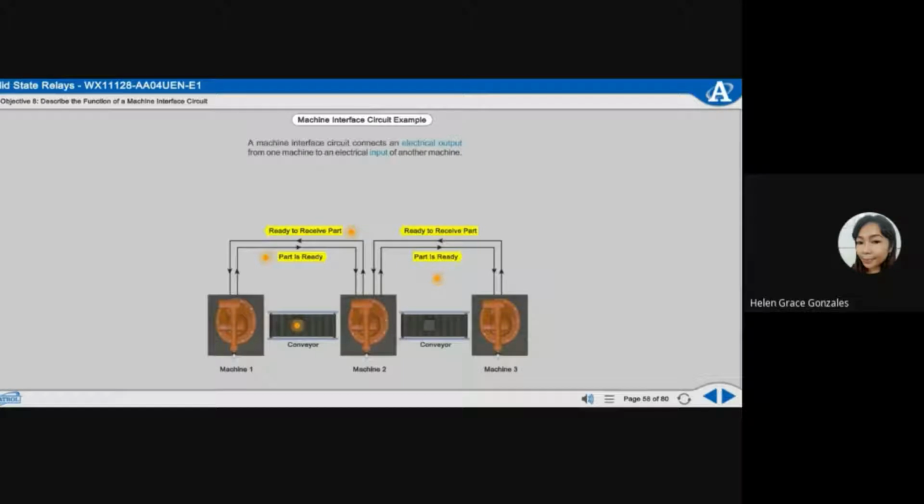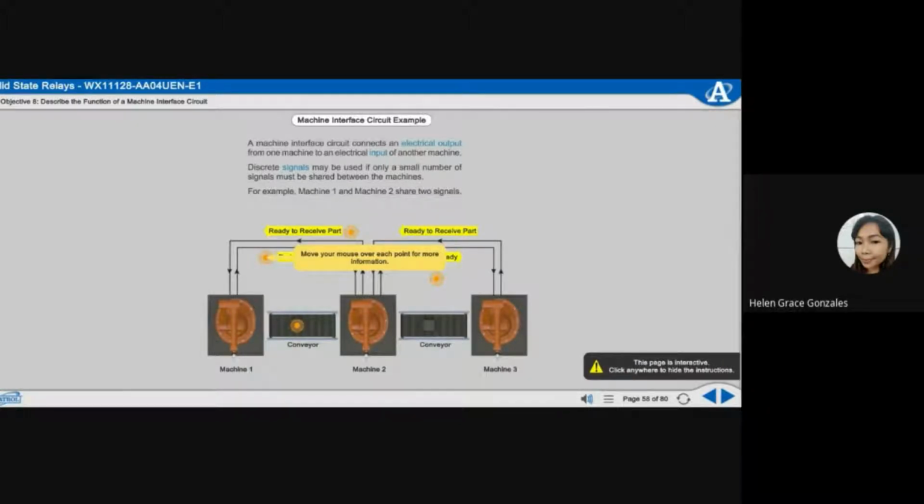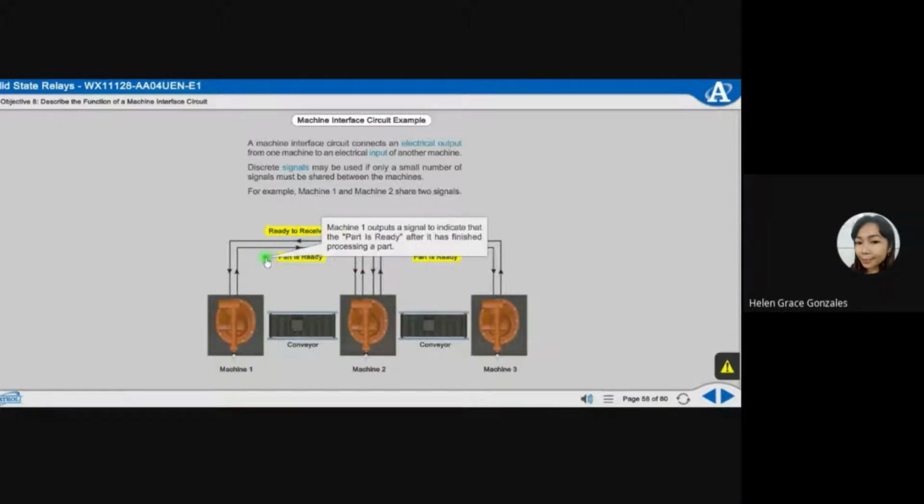A machine interface circuit connects an electrical output from one machine to an electrical input of another machine. Discrete signals may be used if only a small number of signals must be shared between the machines. For example, Machine 1 and Machine 2 share two signals. Machine 1 outputs a signal to indicate that the part is ready after it has finished processing a part.